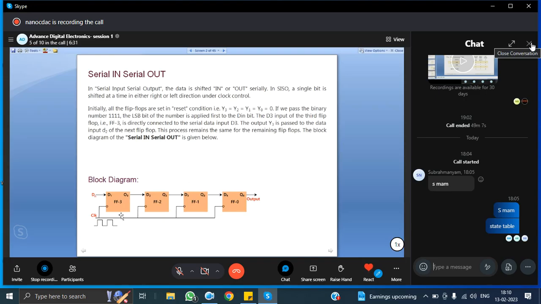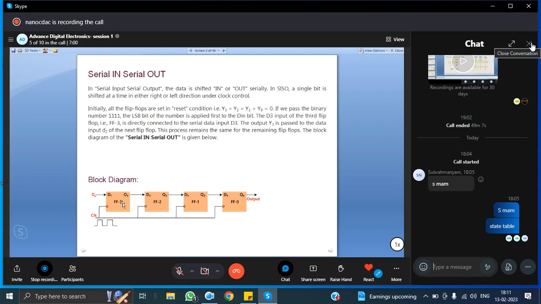So this is serial input and serial output. DN is the data input. In the first clock cycle, whatever data we are giving, DN will be 0001. The first bit will be stored in flip-flop 3. In the next clock cycle, the first bit is moved to FF2, and a new bit will come to FF3.